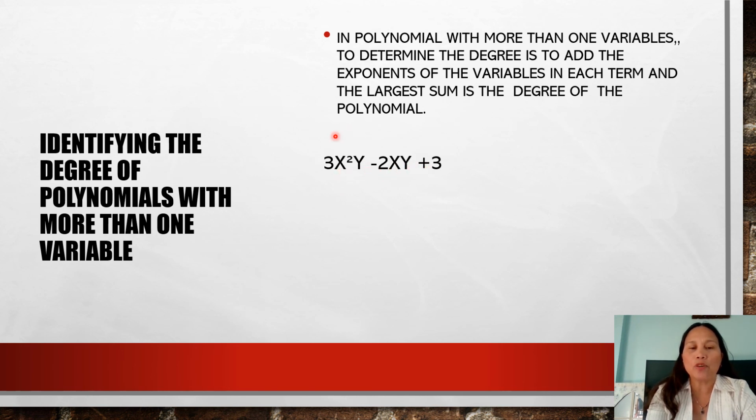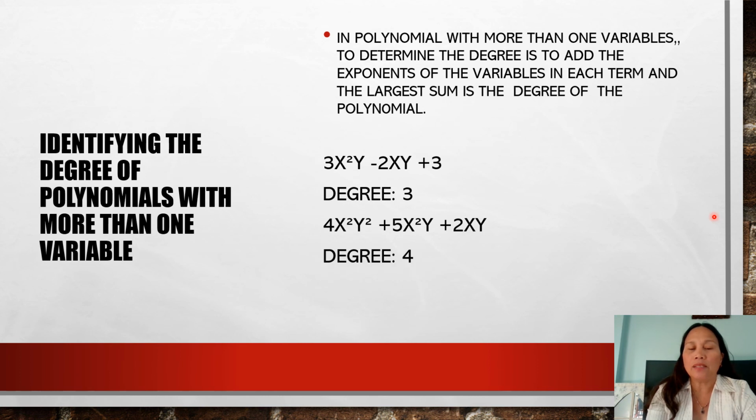You noticed that for this first term, when we total the exponents, it becomes 3. 2 plus 1. Here, 1 plus 1. So the degree of this polynomial is 3. Next, we have 4x squared y squared plus 5x squared y, then plus 2xy. Now, the total of the exponents in the first term is 4, and that is the degree. It is not necessary that the highest is in the first term. So the degree is 4.